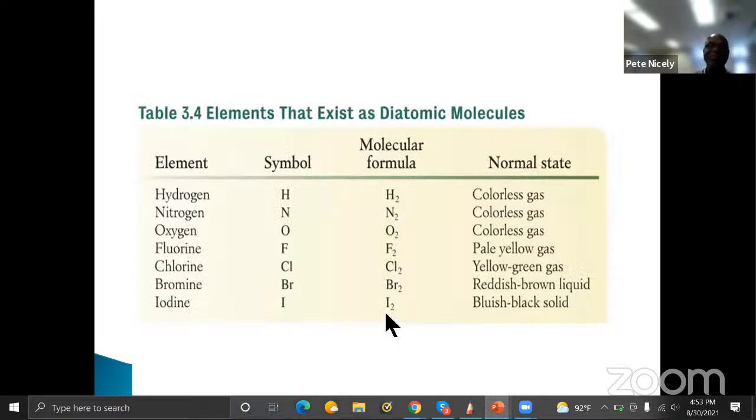And you need to memorize these, all right? You need to memorize these and recognize these elements, because this will become important, especially when it comes to certain problem-solving exercises. So if you see a question talking about oxygen reacting with something, then you know that we're talking about O2 and not just simply O. Or if we're referring to bromine, we're talking about Br2 and not just Br, all right?